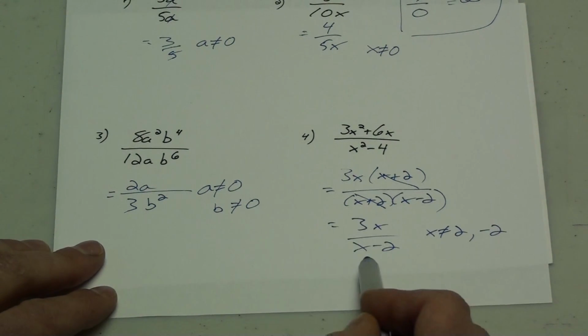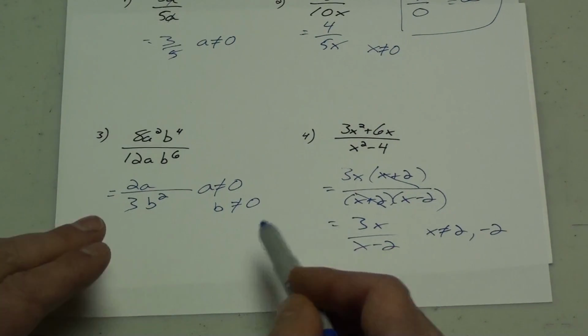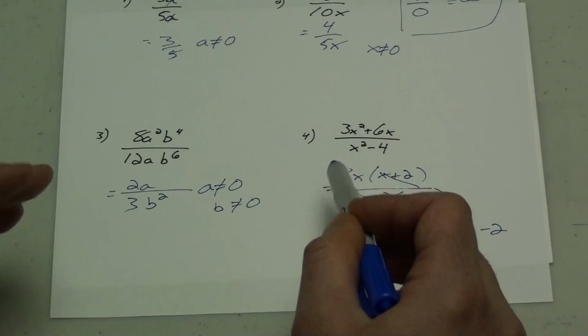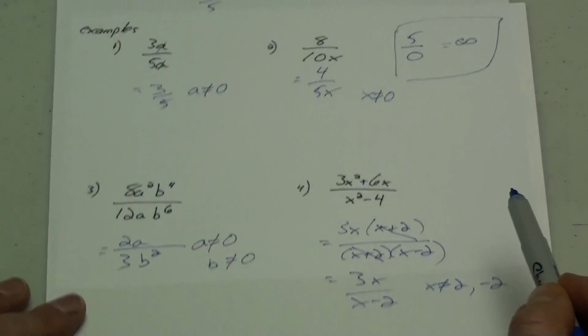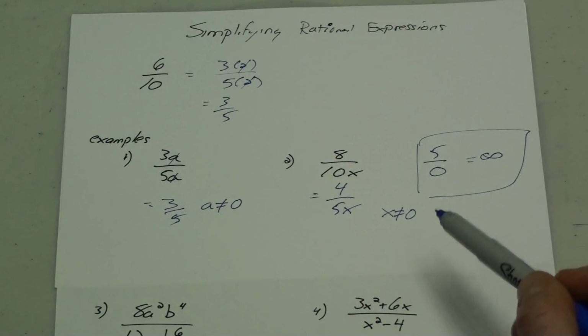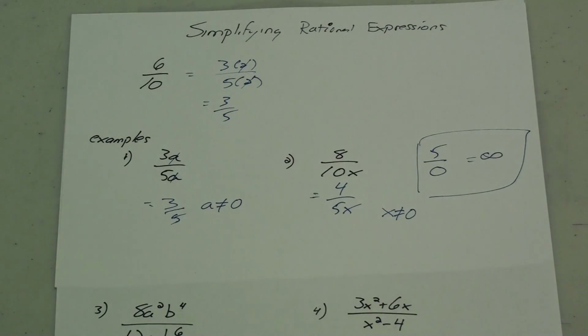So I have reduced it by canceling out what I can, or doing whatever I can to reduce my fraction, and I have to then state my restrictions. Okay? So a short little lesson on how to simplify rational expressions. Basically, you're putting it into lower terms.